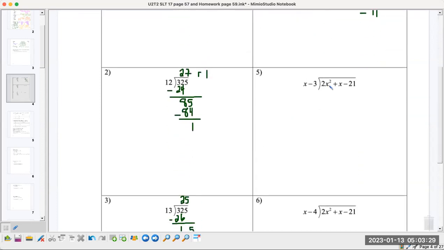Okay, we're going to do the same thing again. You should pause the video and do this on your own. Division thought. So you get 2x, multiply back, 2x squared. Two x times negative 3 is negative 6x.